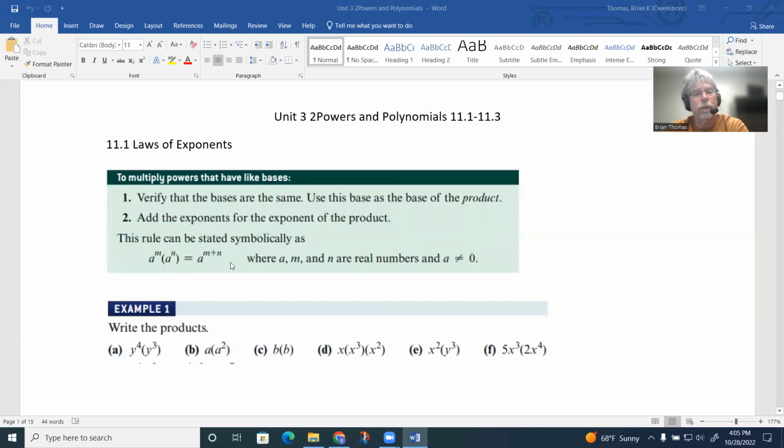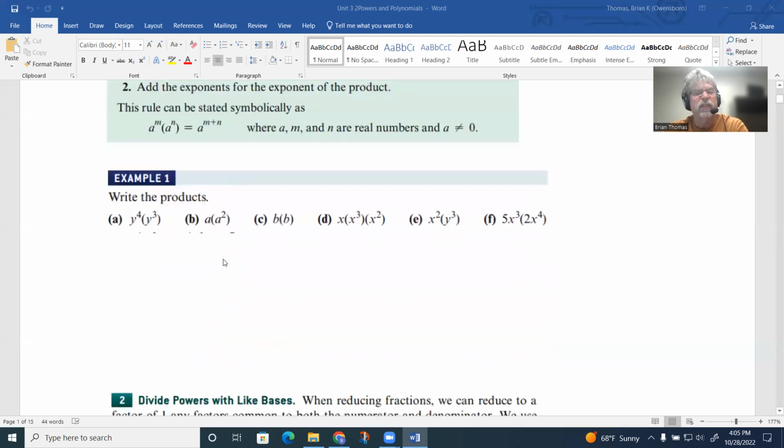A lot of times you'll see this rule written in more of a symbolic form, a to the m times a to the n, where we keep the base the same. So a is called the base, and we actually add those exponents m and n. And that allows us to do the problem.